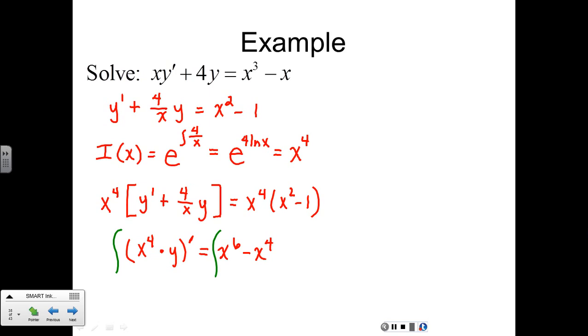Integrate both sides. So tell me what I'm going to have here. Y'all tell me on the left that the integral is going to undo the prime, right? So x to the 4th times y. Plus c, right? Power rule.